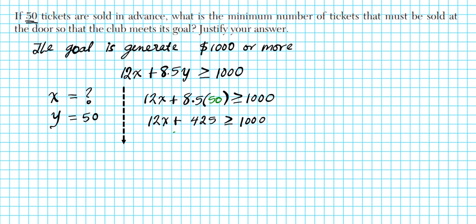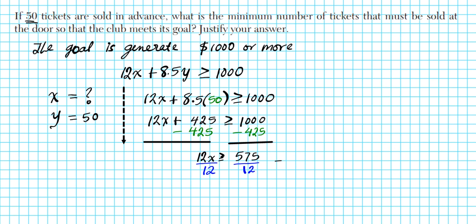You then proceed to subtract 425 from both sides. The goal here is to get x isolated. When you subtract 425 from both sides of the inequality, that gives us 12x is greater than or equal to 575. The last step that's required to get x isolated involves dividing both sides of our inequality by 12.